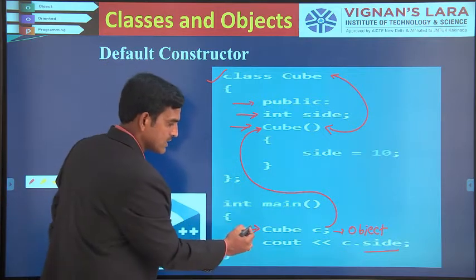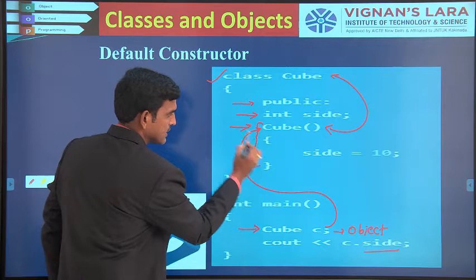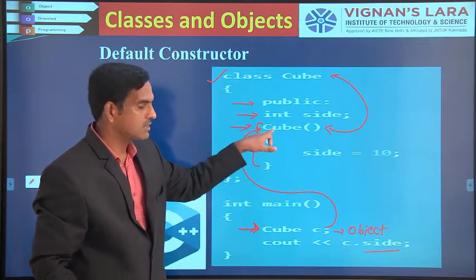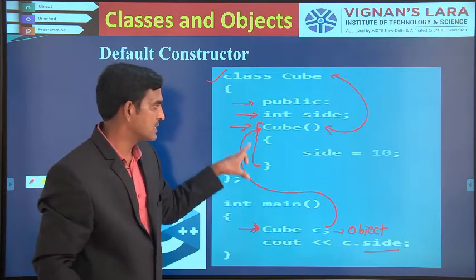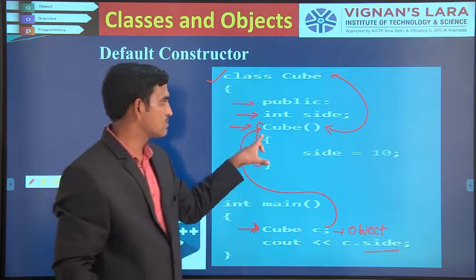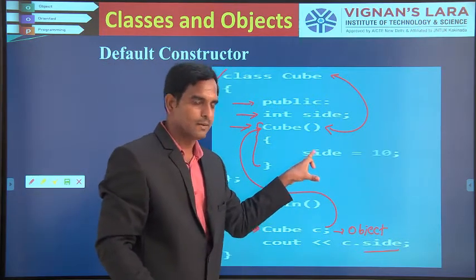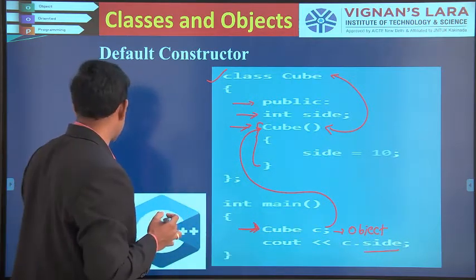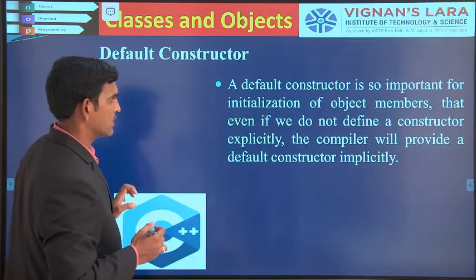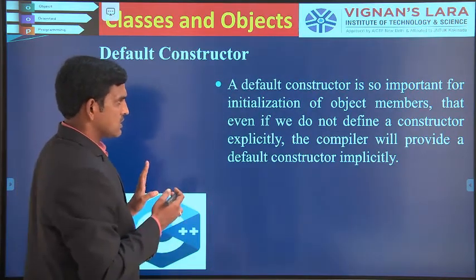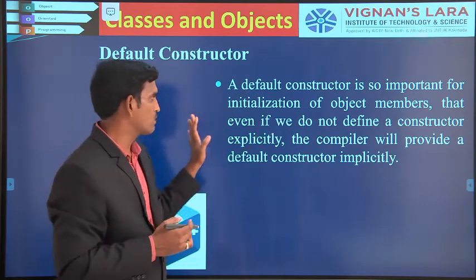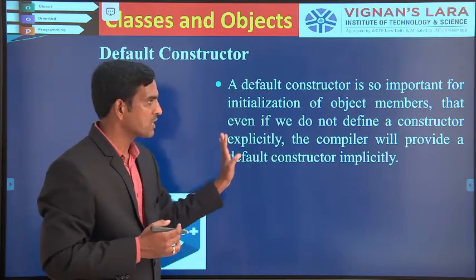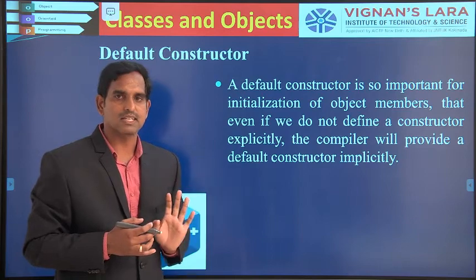What you have to understand is that when you write the constructor and create an object, the object directly calls your constructor function. When it calls this function, you get the value into side. So when I print c.side, it gives you 10. What happens if you don't write the constructor? That is the default constructor. A simple point before seeing that: a default constructor is so important for initialization of object members that even if you don't define a constructor explicitly, the compiler will provide a default constructor implicitly.